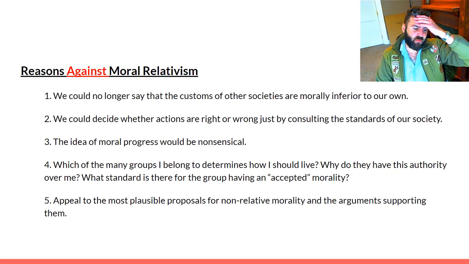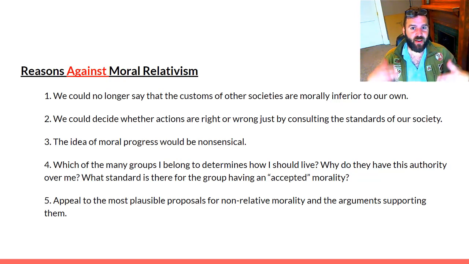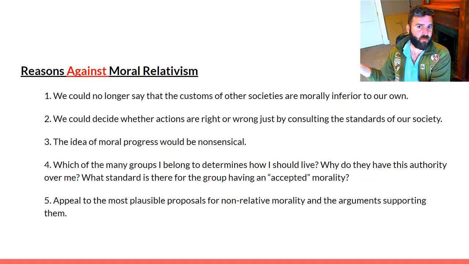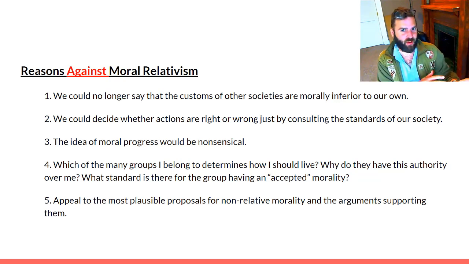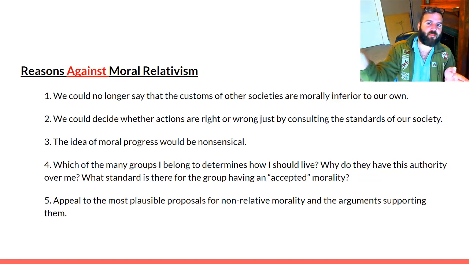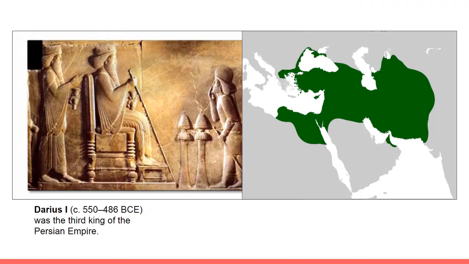And lastly, appeal to the most plausible proposals for non-relativist morality and argument. Another reason against moral relativism is that we have already looked at very good arguments for utilitarianism, for Kantian ethics, for virtue ethics. One argument against moral relativism is just to look at the alternatives, which are these other moral theories, and the arguments for them. If those arguments work, then they must be right and moral relativism might be wrong. So another argument against moral relativism is the arguments for some non-relative theory like utilitarianism, Kantian ethics, or virtue ethics.